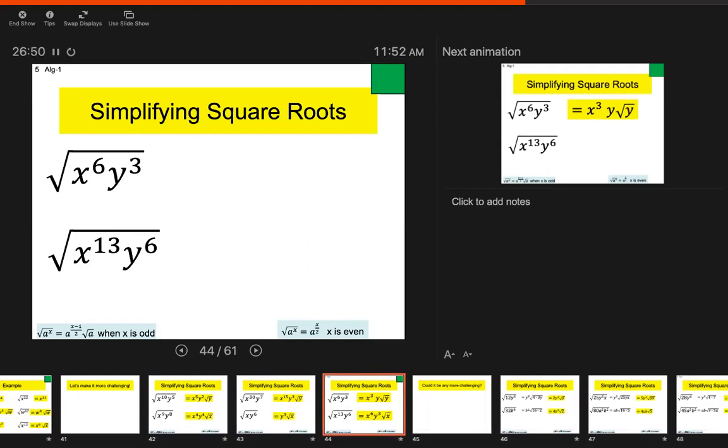All right, here we go. I didn't give any of these where both of them were odd or both of them were even. Be ready for that. So the first one, let's see, 6 is even, so we take half of it.